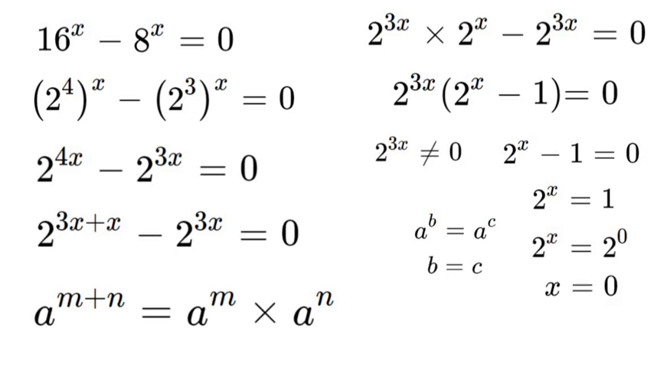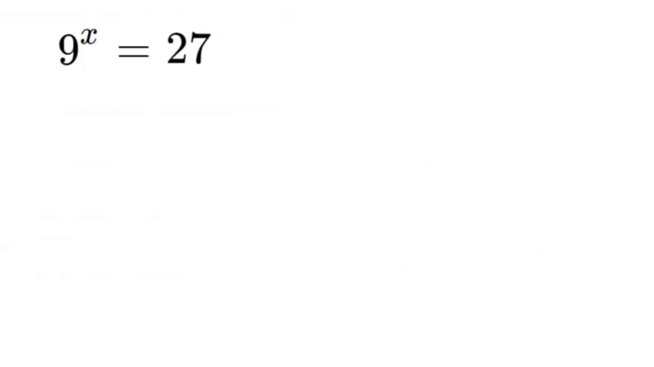So let's move to another one. So in this one, we got 9 to the power of x is equal to 27. First thing we're going to do with this one is rewrite 9 and 27 as 3 to a power. So we got 3 squared to the power of x is equal to 3 cubed.